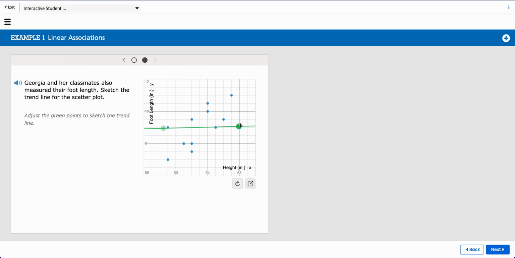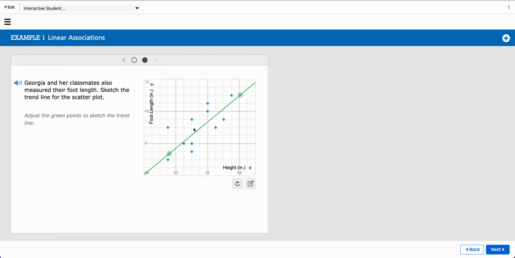Does it follow the shape of the data? No, it doesn't follow the shape of the data. This one's way above the trend line, and these are way below the trend line, and I don't have very many that are close to the trend line. I want the dots to be as close to the trend line as possible. I want the most dots as close to the trend line as possible, right?